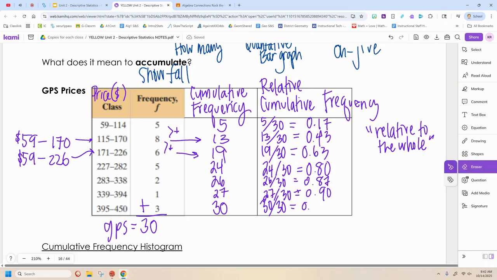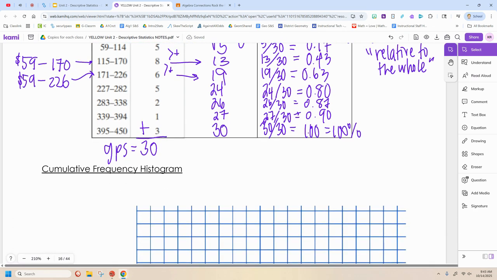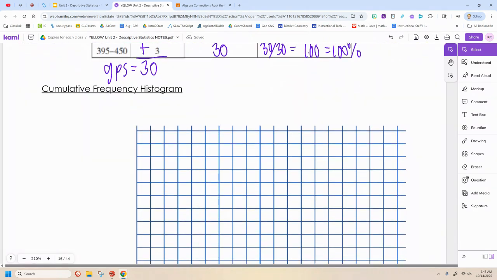Ooh, 30 divided by 30, of course, is 1 or 100%. Okay. All right. So then the goal is whenever you hear that you're going to do something that's cumulative, it's always going to increase from left to right. Okay. So basically the setup is nearly the same, well, it's the same for the x-axis.